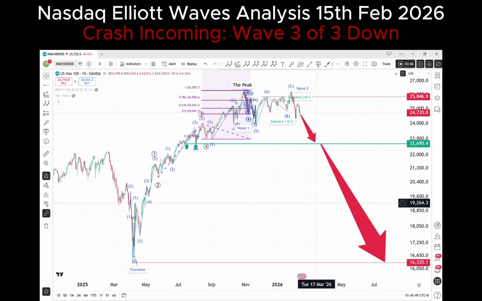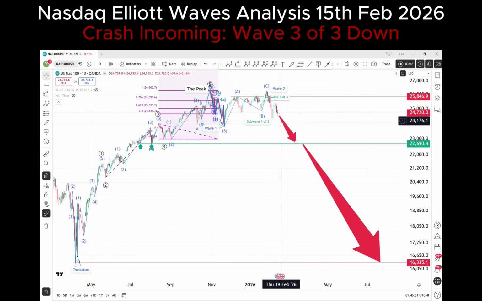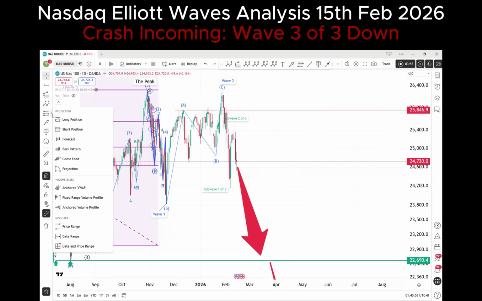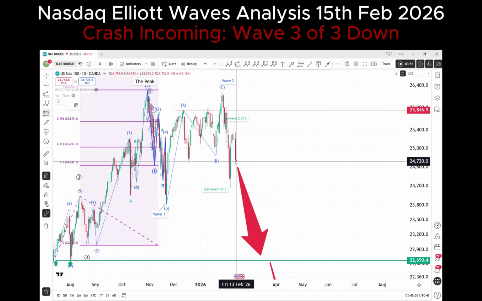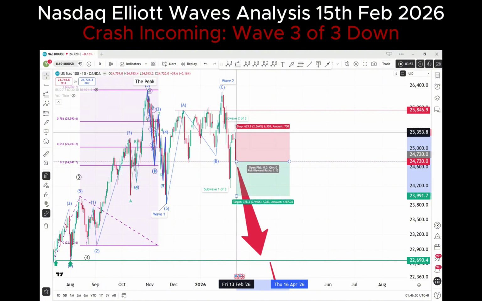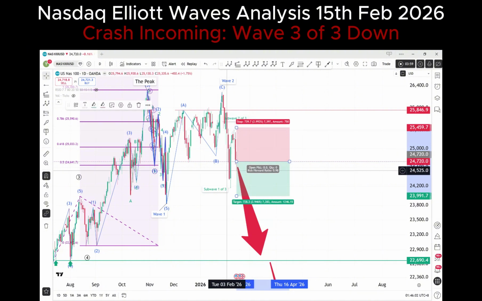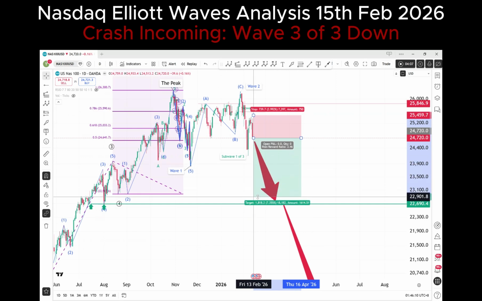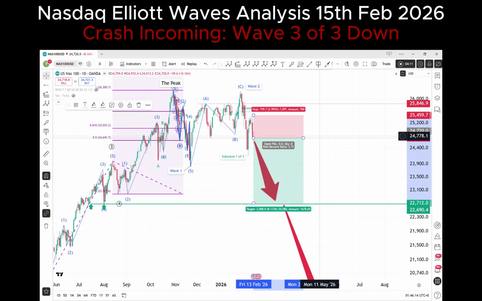So that's it for Nasdaq. But if you want to trade this, where would be a good stop loss point? I would say be more conservative, put it here. Of course, what happens is that it could be an A, B, and then a C going up. So keep your sizing appropriate to your risk.